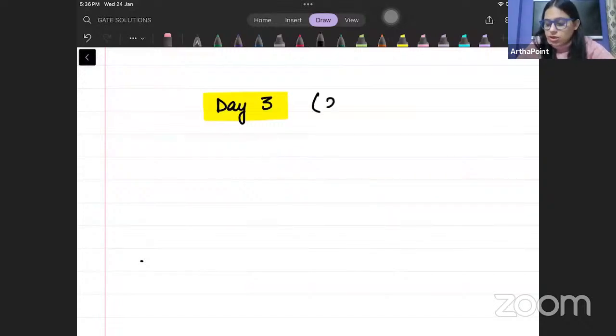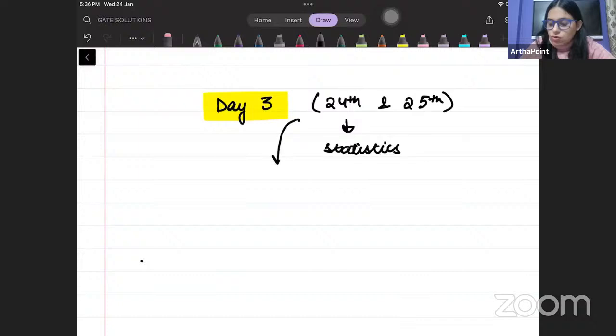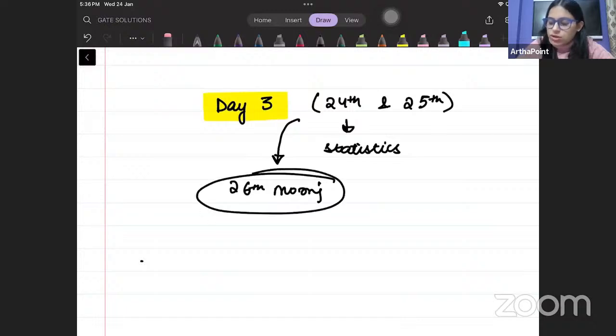That is going to be today, 24th, and the next day, 25th, thoroughly to the preparation of statistics. I'm going to meet you on 26th morning. And when we meet on 26th morning, you should have done stats thoroughly.